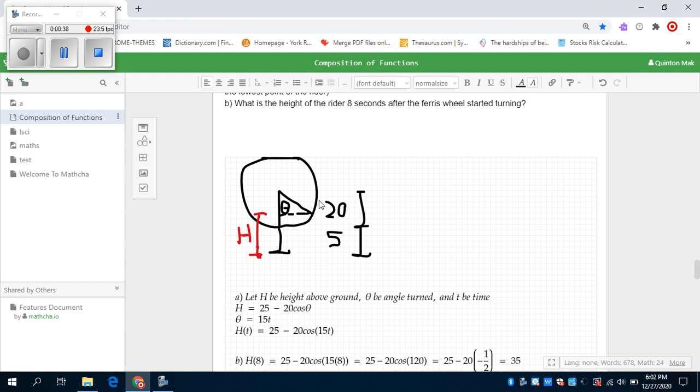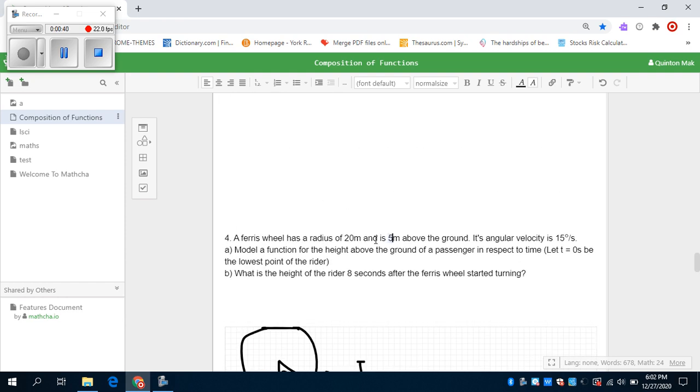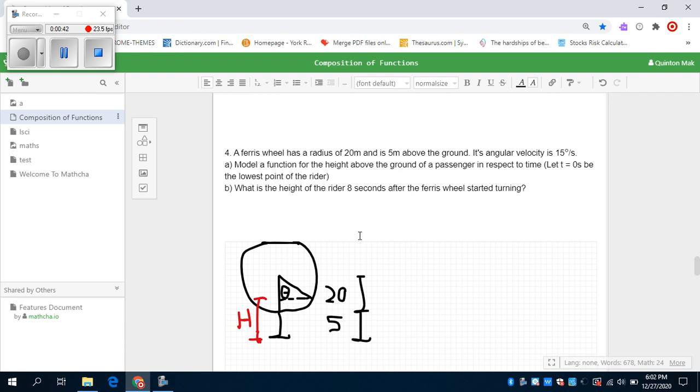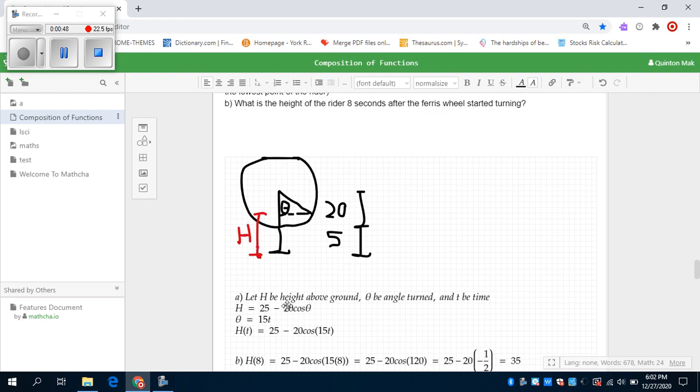And the Ferris wheel is 5 meters above the ground, the radius is 20 meters, so the center is 25 meters above the ground, and this part of this triangle right here is 20 times cos theta, so the height is 25 minus 20 times cos theta, as we can see here.